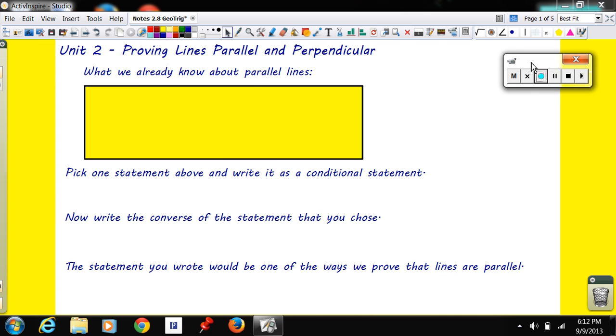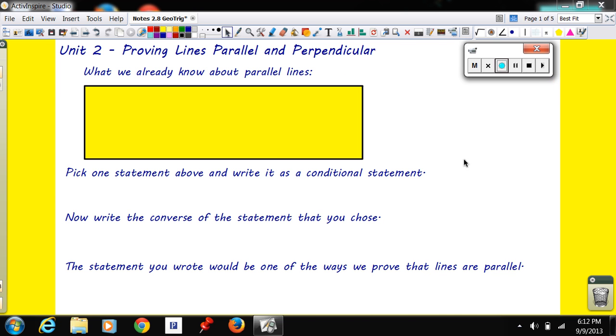Hey guys, here is Unit 2's notes on proving lines parallel and perpendicular.